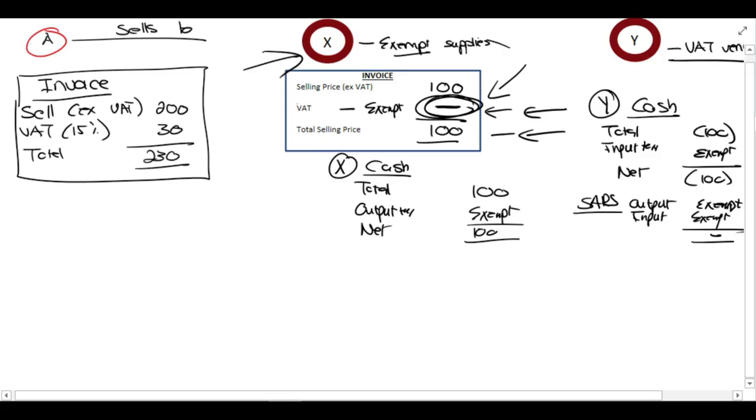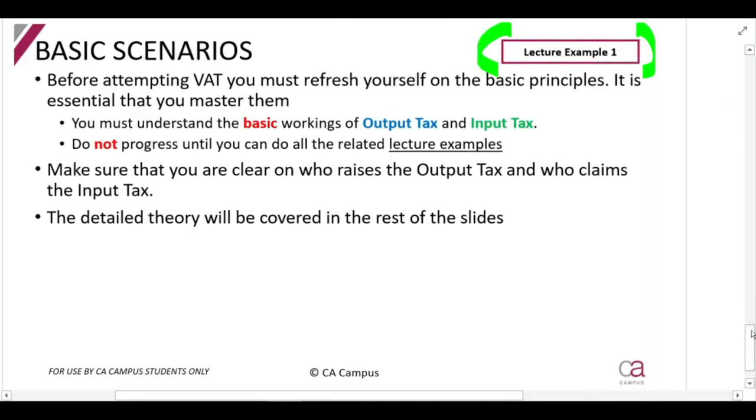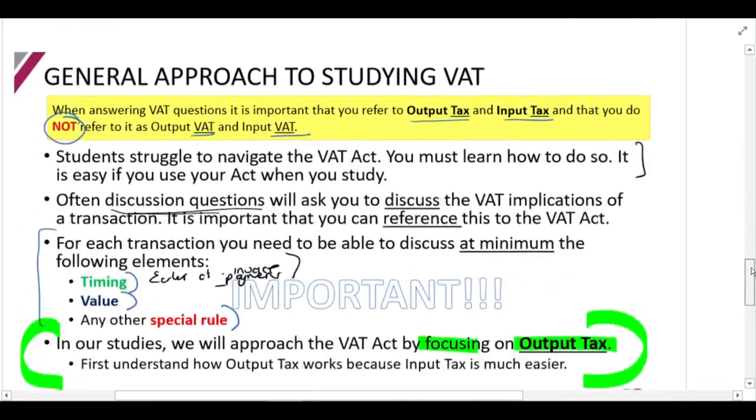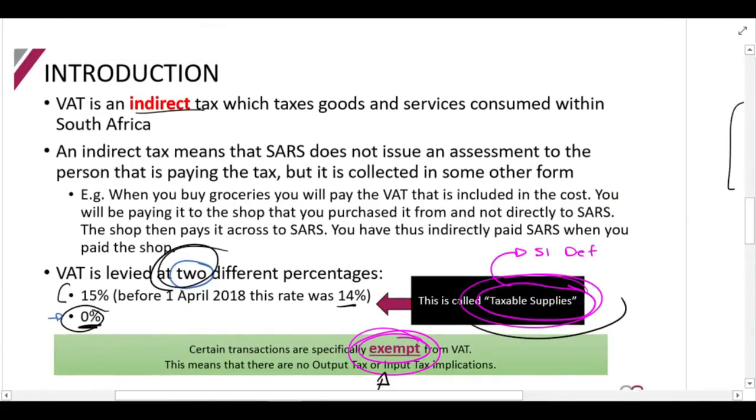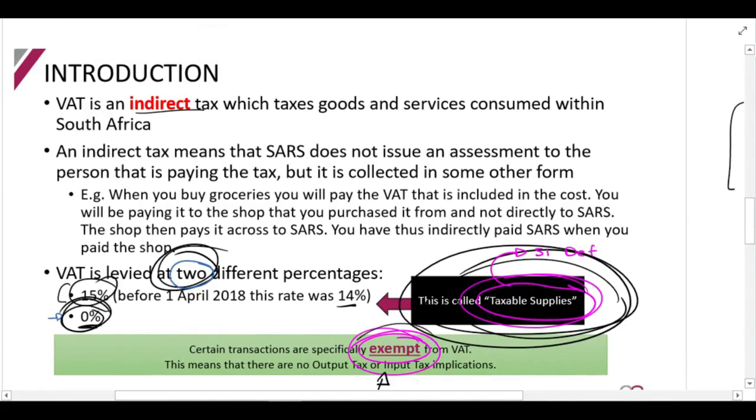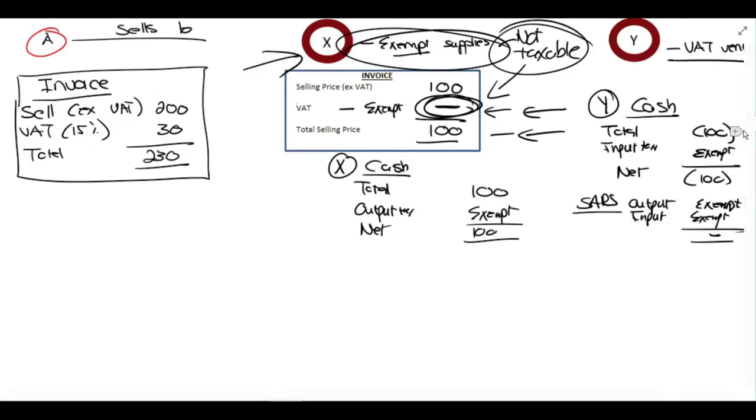X now is making exempt supplies. Exempt supplies are non-taxable, so not taxable supplies. Remember, if I take you back to the slide, there are two different taxable supplies that you get, 15% and 0%, but exempt supplies are not. Okay, so now when X makes these exempt supplies, this is the cash flow on this transaction over here.